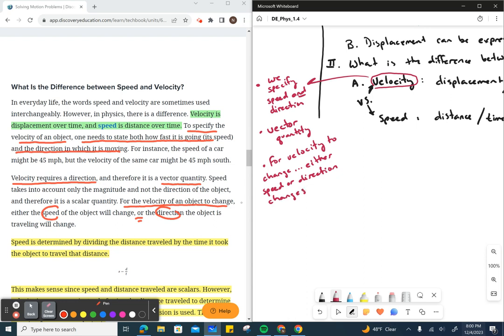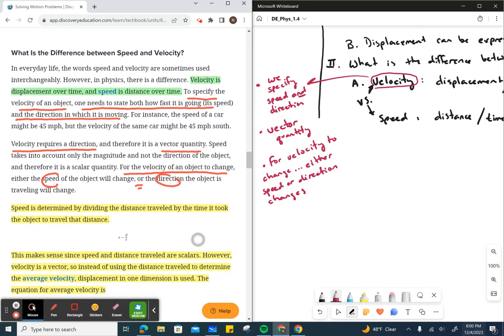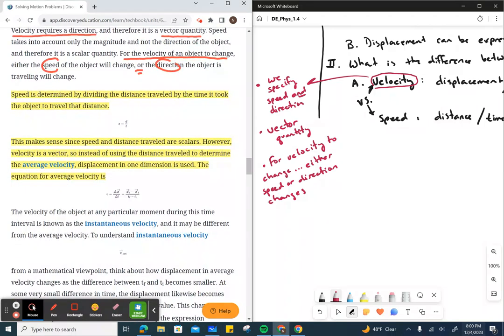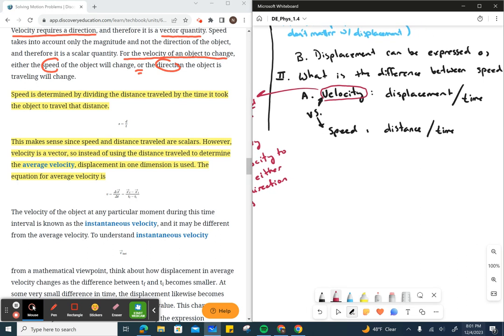Okay, so we saw this equation already. Speed is determined by dividing the distance traveled by the time it took. This makes sense, since speed and distance traveled are scalars. However, velocity is a vector, so instead of using the distance traveled to determine the average velocity, displacement in one dimension is used. The equation for the average velocity is, all right, so let's go and put this down as letter B.